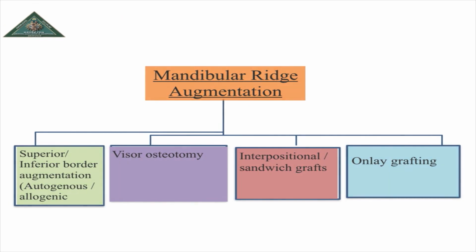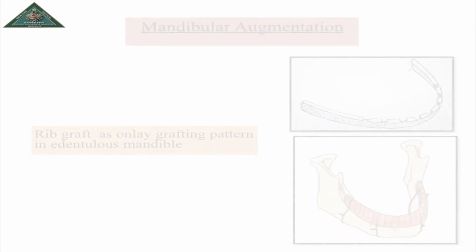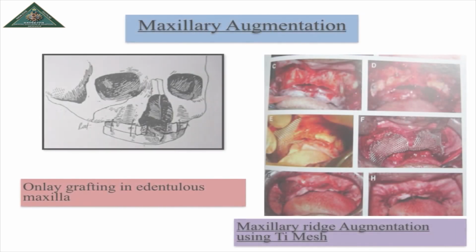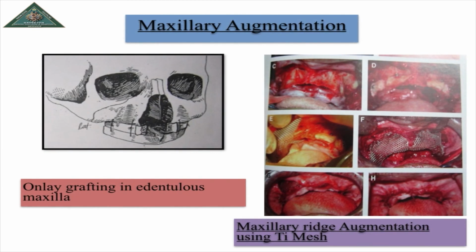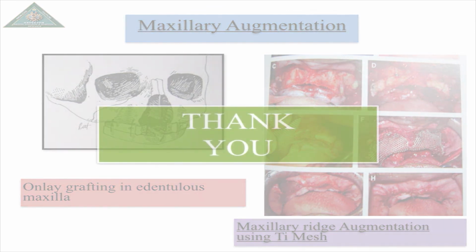When you consider mandibular augmentation, rib graft is the main source of onlay bone grafting in a patient with a severe edentulous mandible, to avoid a pathological fracture. When you consider maxillary augmentation procedures, onlay bone grafting can also be done in an edentulous maxilla as an interpositional grafting or as an onlay bone grafting. Titanium mesh is also used for better bone augmentation.